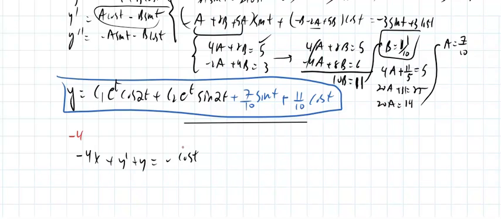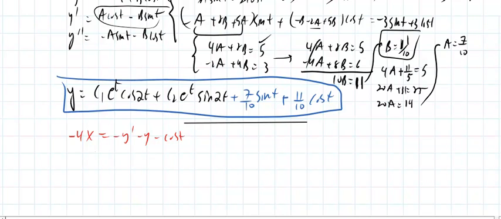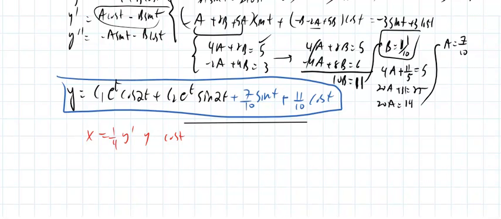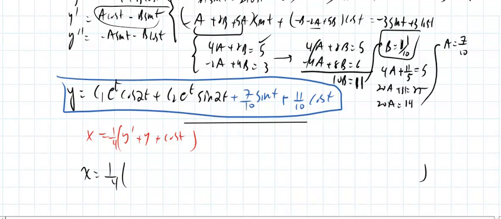I could say, well, but look, negative 4x equals negative y prime minus y minus cosine of t, or simply change all the signs, right? Make them all positive and divide by 4. So I could figure out what x equals by taking 1/4. Now this is not a simple task. I want the derivative of this.